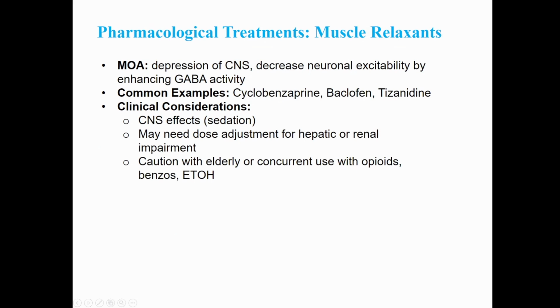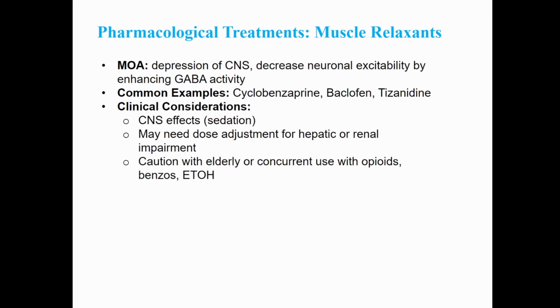Another category that we will often use is muscle relaxants. These depress the central nervous system and decrease the excitability of the neurons. Cyclobenzaprine is a big one that we've heard of, baclofen, tizanidine. These can be super helpful if it's actually muscle spasm pain.